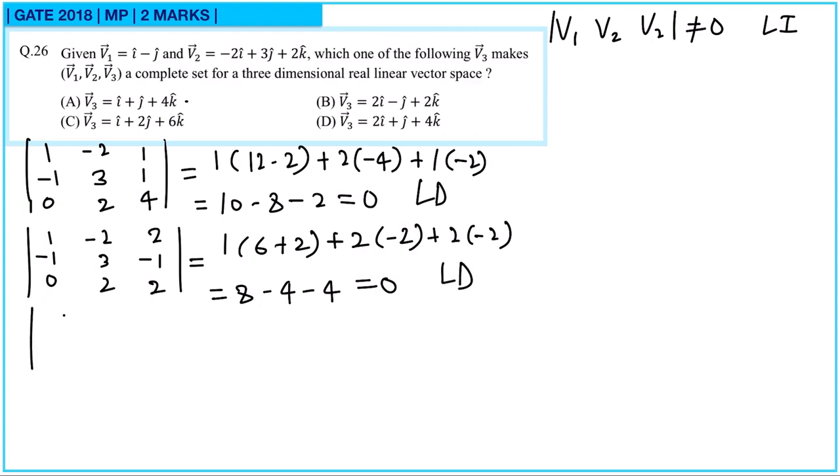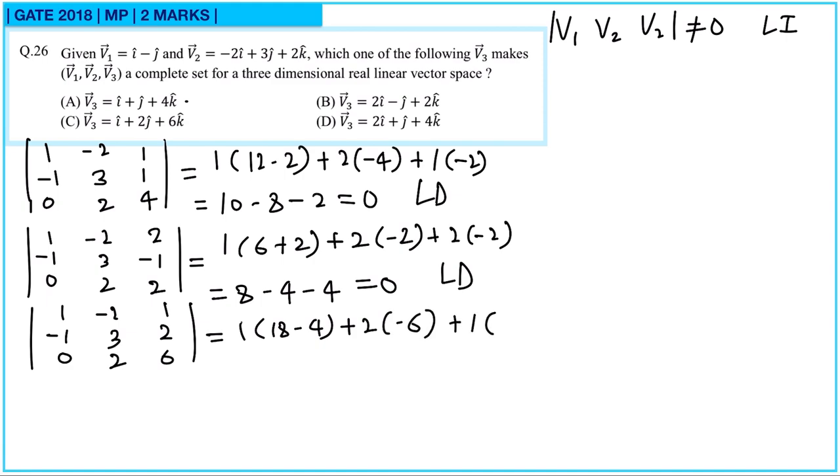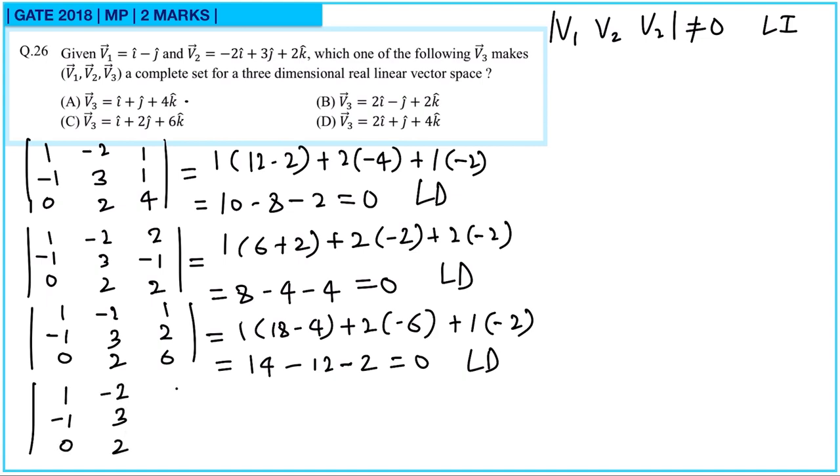Now for the third case, 1 minus 1 0, minus 2 3 2, then we have 1 2 6, which is equal to 1 into 18 minus 4 plus 2 into minus 6 plus 1 into minus 2. So that is 14 minus 12 minus 2, which is equal to 0. So linearly dependent.